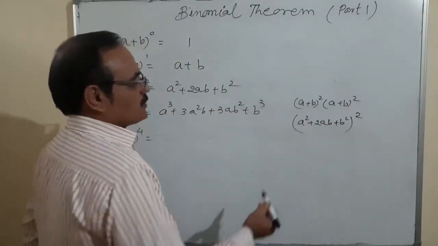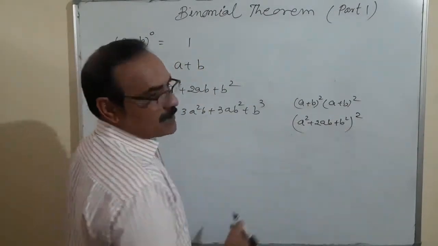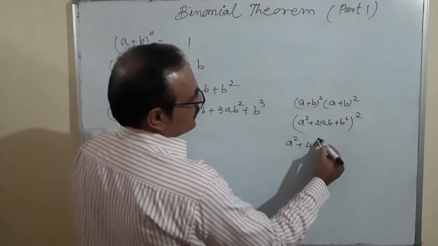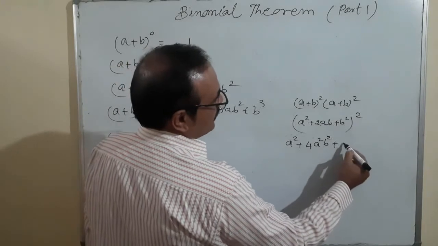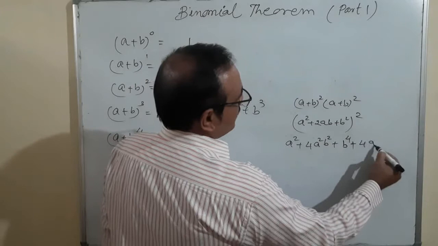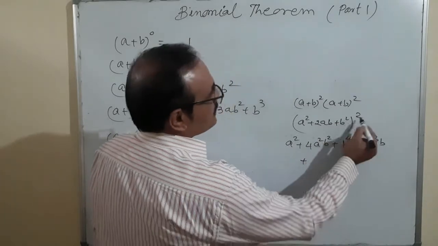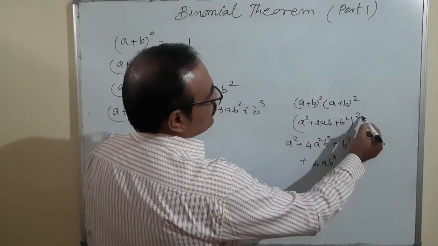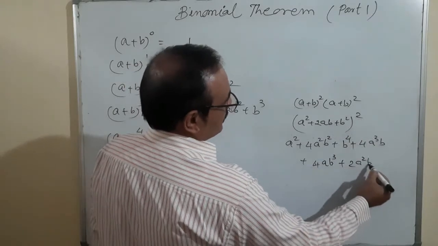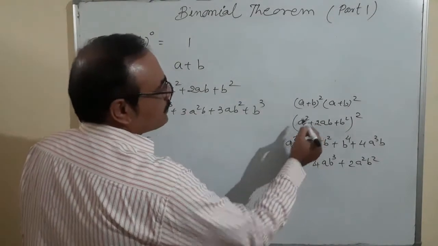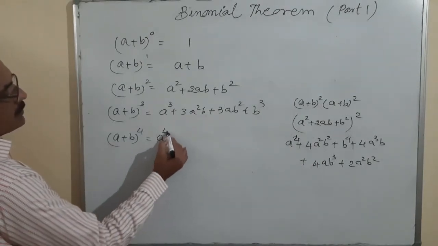When we solve it, using the (a + b + c) whole square pattern, we get a to the power 4, b to the power 4, plus 4a cube b, plus 4ab cube, and plus 6a square b square. If I want to write the term in this form, this is a to the power 4.